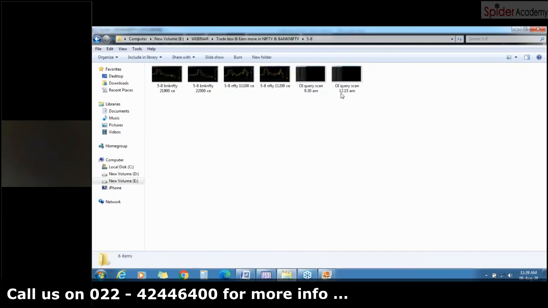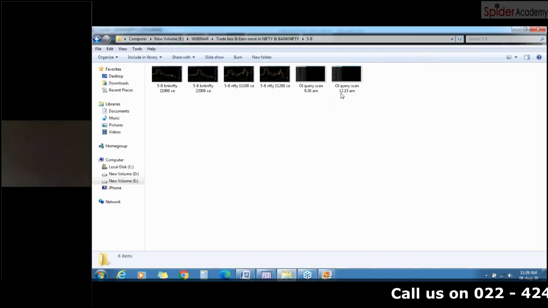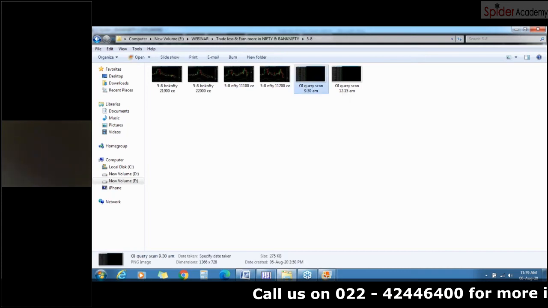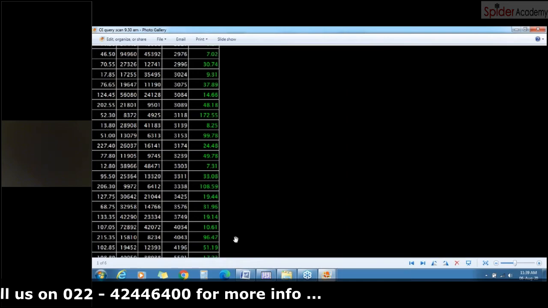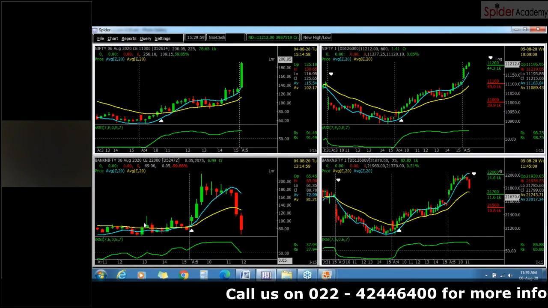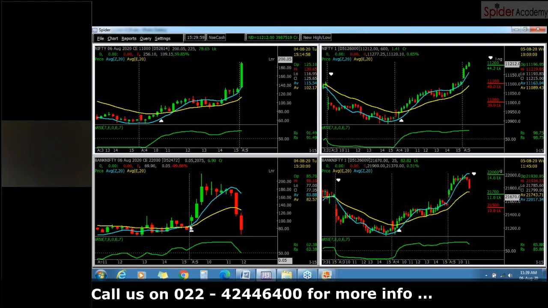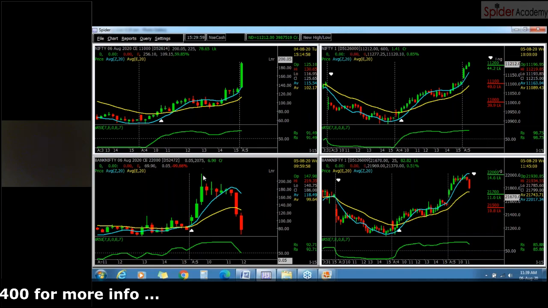9:30 a.m. I got a scan result for 22,000 call. As you can see, we have got the 22,000 call for the Bank Nifty. So we will check the Bank Nifty call 22,000, and this was the momentum for the next day. As earlier in the day it was not performing much, the next day it started performing well.